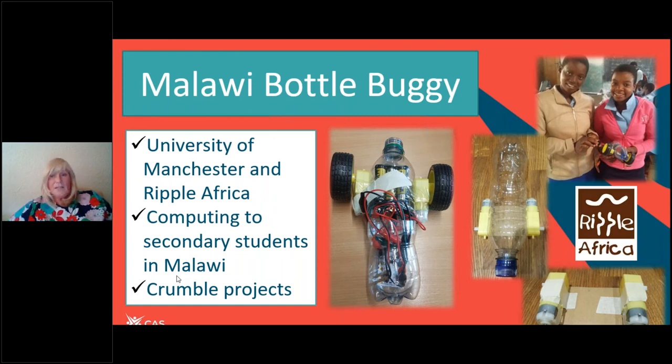And part of that was developing a Crumble project. When I got there, Sarah had already made night lights with paper, cut out holes and got the motors going. And we needed another project. It was literally like we're in the middle of nowhere on a lake, in a hut. This is how basic it was. They said, we need another project. So it was like, what have we got with us? We had some plastic water bowls. We had some card from the micro:bit. And lo and behold, the bottle buggy was born.